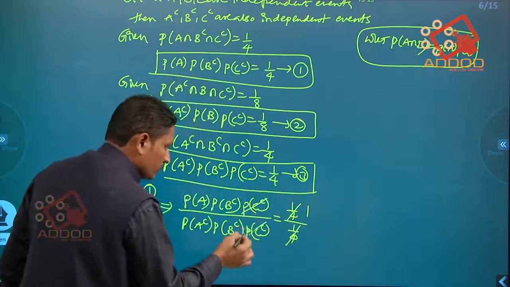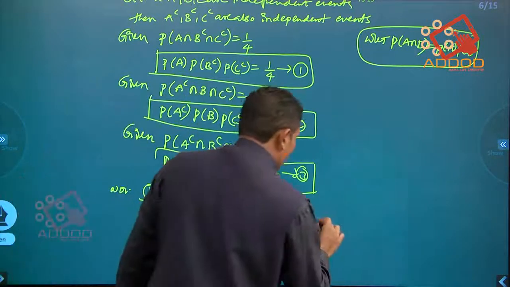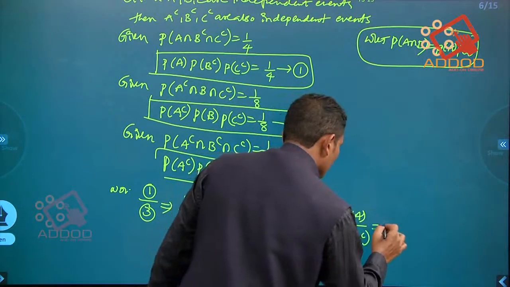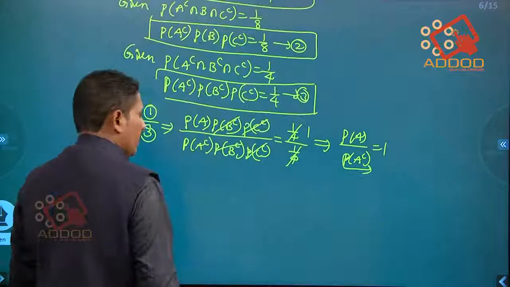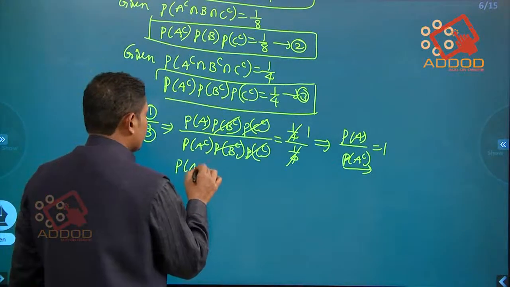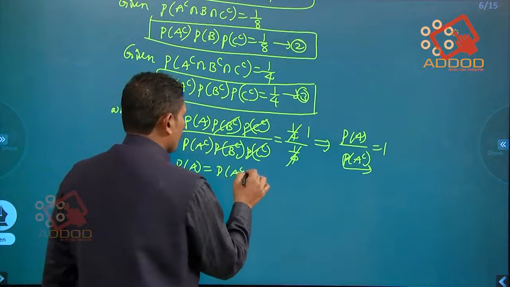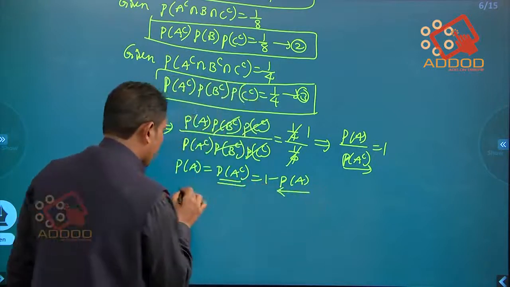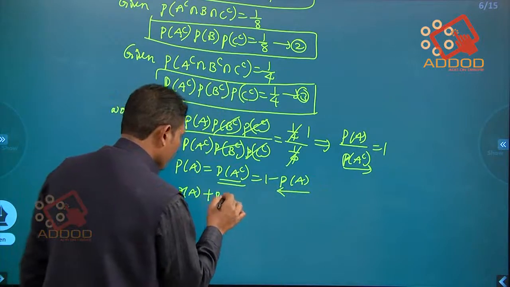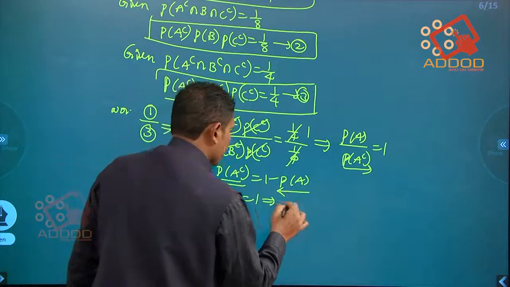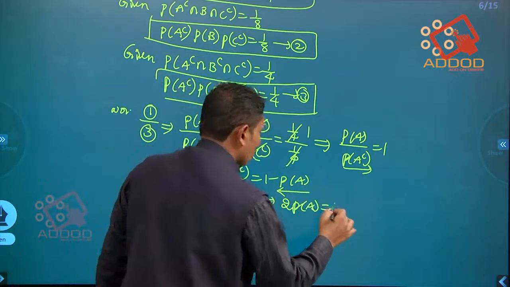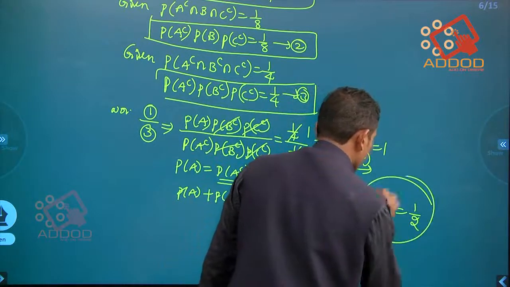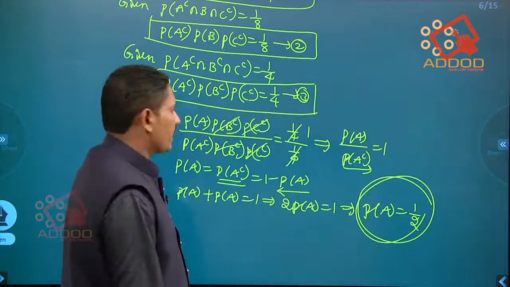Now see here, the remaining value is P of A by P of A complement is equal to 1. Cross multiplying, we get P of A is equal to P of A complement. P of A complement can be written as 1 minus P of A. Moving it to the left side, P of A plus P of A is equal to 1, so 2 into P of A is equal to 1. So P of A value is 1 by 2. One value we can find out.